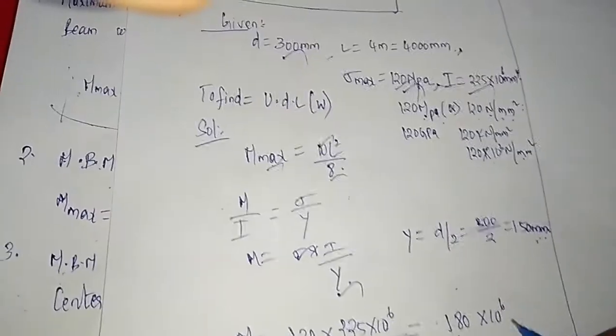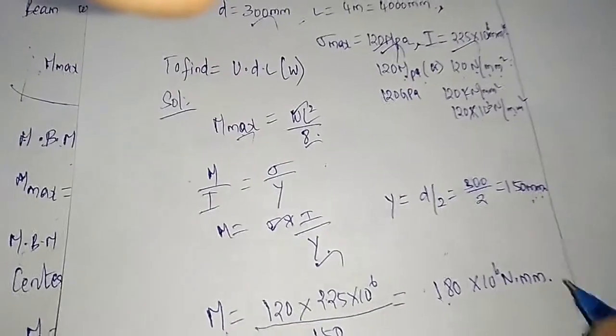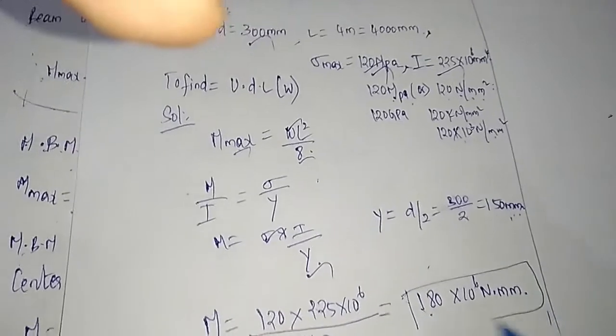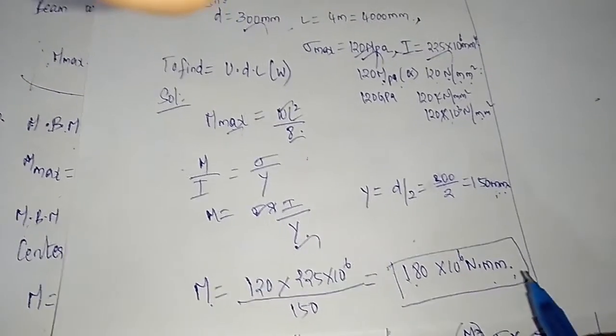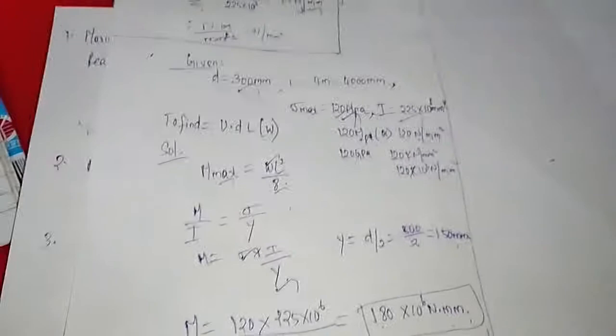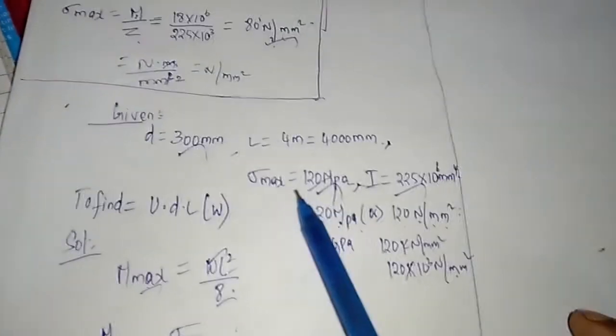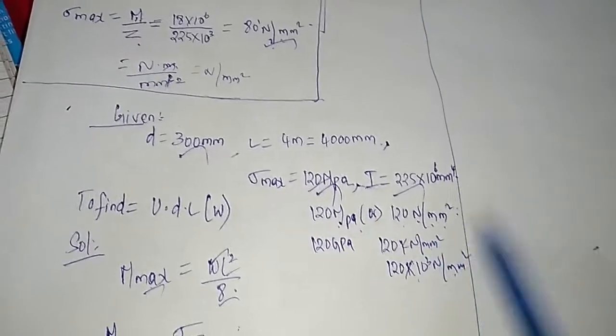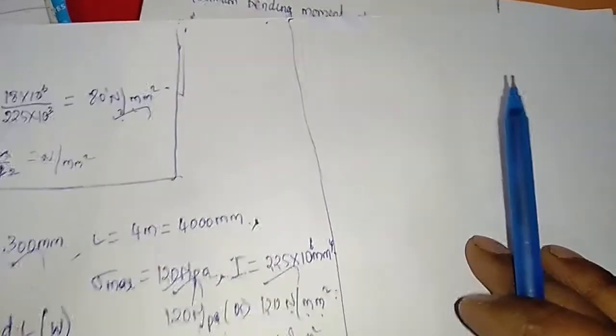That is Newton millimeter. Don't forget this unit, very important. Mug up this unit. For moment it is Newton millimeter or kilonewton meter. For modulus of section it is millimeter cube. For stress, for sigma, that is Newton per mm square. Don't forget this unit. The unit only plays a major role.